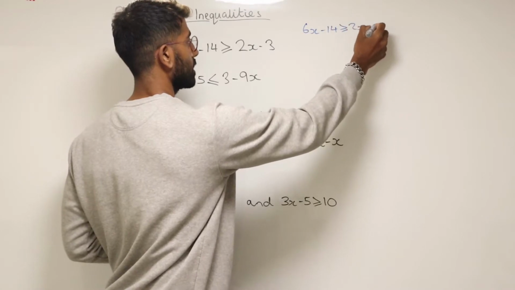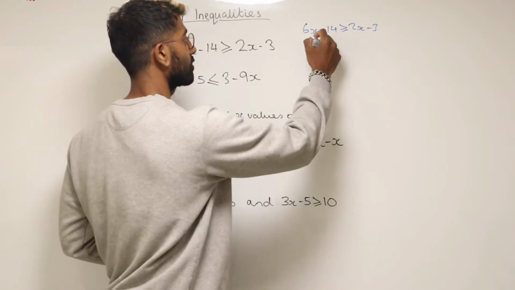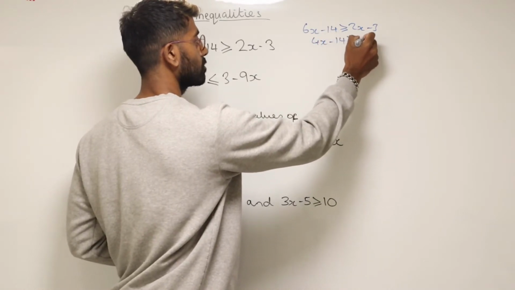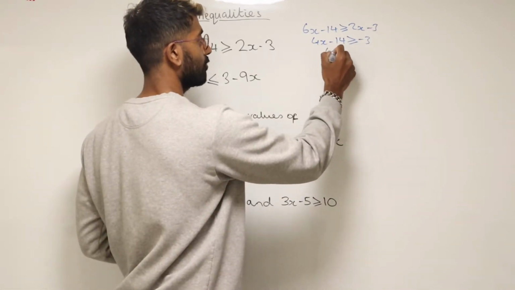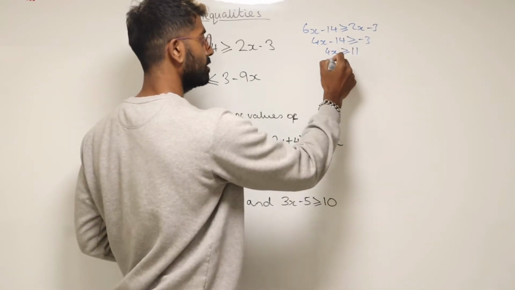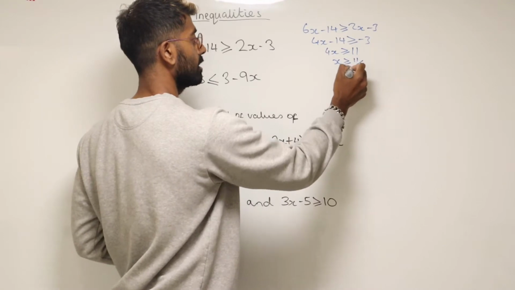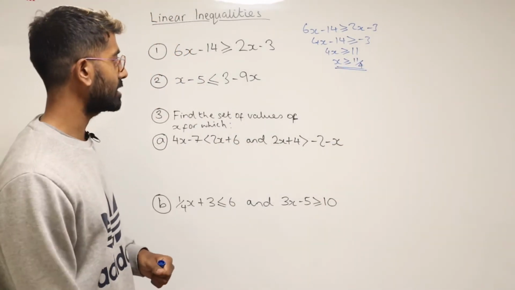There you go, 2x minus 3. And then what we'll do is we'll minus the 2x to this side. So we have 4x minus 14 is greater than or equal to minus 3. Next, take the minus 14 over to that side. So we'll have 4x is greater than or equal to 11. And then divide by 4. So x is greater than or equal to 11 over 4, or 2.75 if you leave it as a decimal.